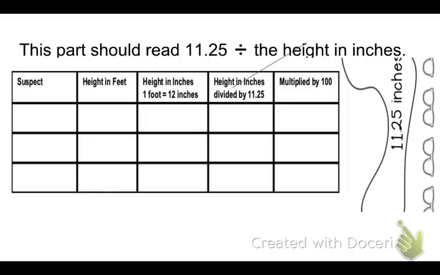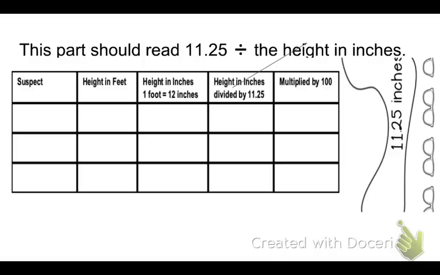So here's what we're going to do. You're going to write the 3 tallest suspects. So you're going to put their names here. And then you are going to put their height in feet. And this is from your logic puzzle that you just completed. Then you are going to convert that height in inches.